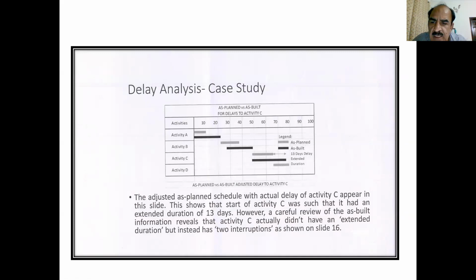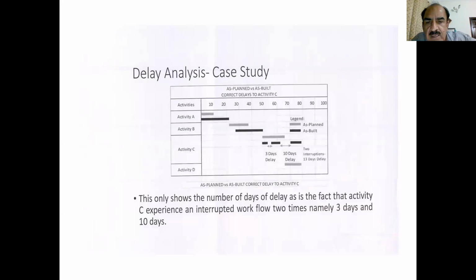This shows that the start of activity C was such that it had an extended duration of 13 days. However, a careful review of the as-built information revealed that activity C actually did not have an extended duration, but instead had 2 interruptions, as shown on the next slide. Sorry, this was a series of slides. It was executed basically in 3 different intervals. Initially in C, there was some delay for 3 days, and there was another delay for 10 days. So these 2 together made a 13 days delay.